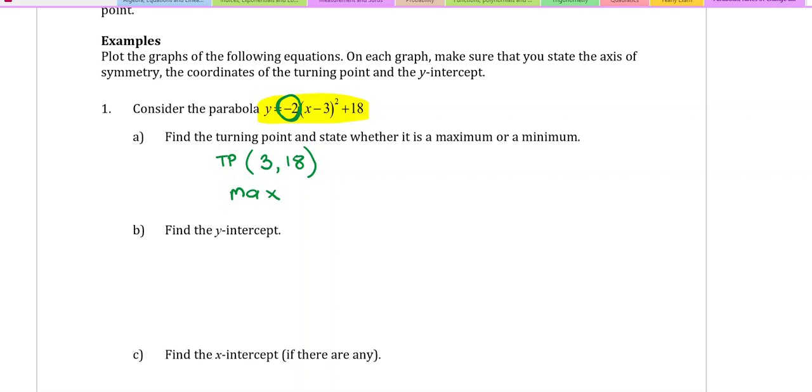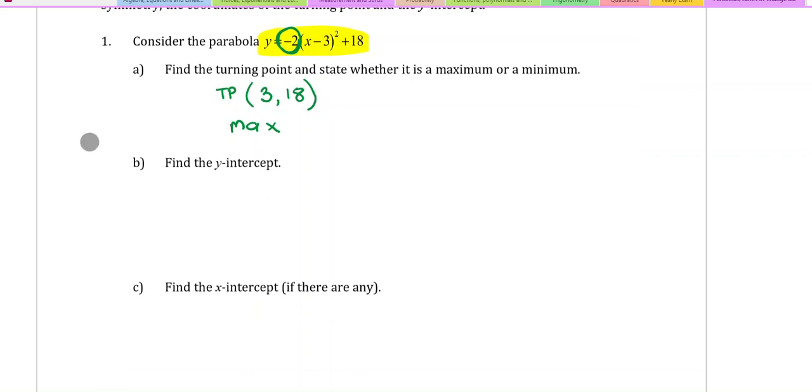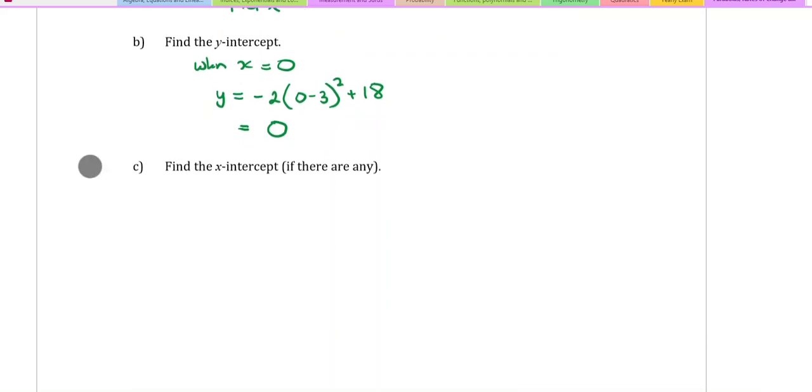Part B, find the y-intercept. A y-intercept is always when x is equal to 0. So if I put that into my equation, I get y equals minus 2 bracket 0 minus 3 squared plus 18. If you put that into your calculator, you get 0. So the y-intercept is 0, going through the origin.